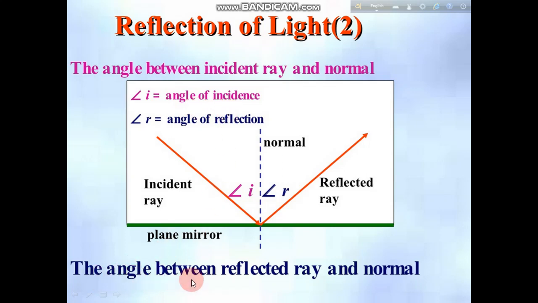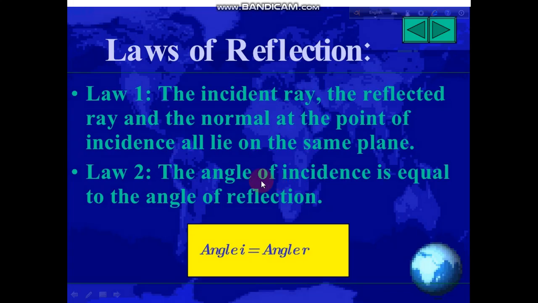And the angle between the reflected ray and the normal is called the angle of reflection. This is the reflected ray, and this is the normal, and the angle between them is called the angle of reflection.